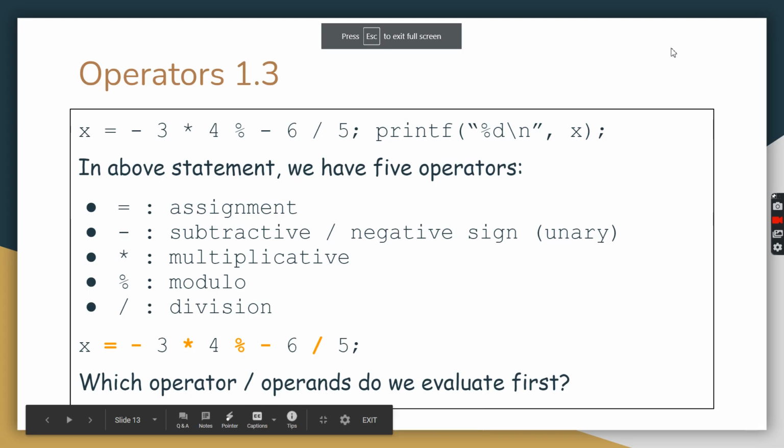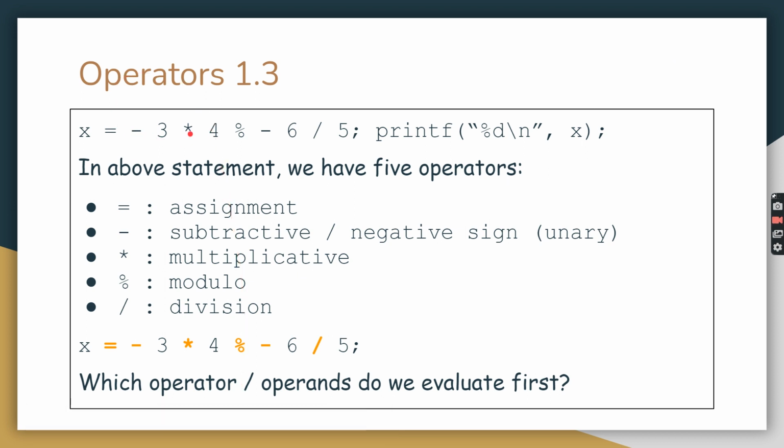Operators 1.3. So here we have the statement x is equal to minus 3 times 4, percent sign, minus 6, backslash 5. We go ahead and print out the value of x. So in the above statement we have 5 operators.